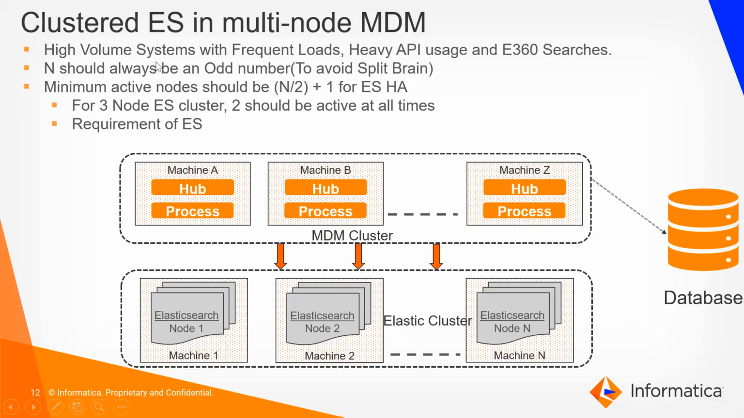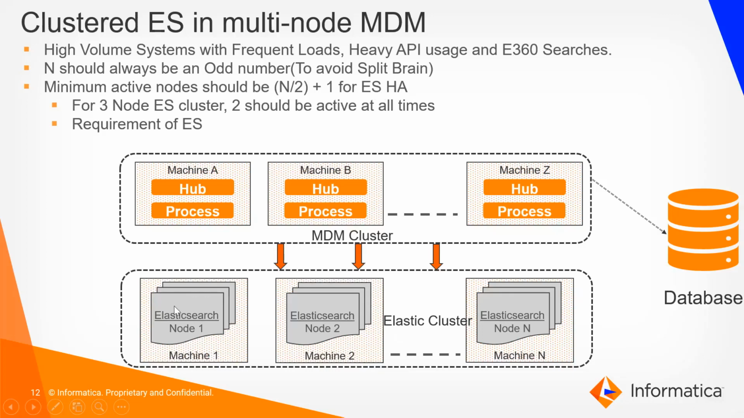This is needed for a high volume system with frequent loads, as well as to recover in case there is a failure in the disk itself where Elasticsearch is storing the data. So we have other Elasticsearch nodes available where replicated data is available. It is for both high availability as well as to recover from disk failures. The number of Elasticsearch nodes should always be an odd number, and the minimum number of active nodes should be n/2 + 1 for Elasticsearch clustering.